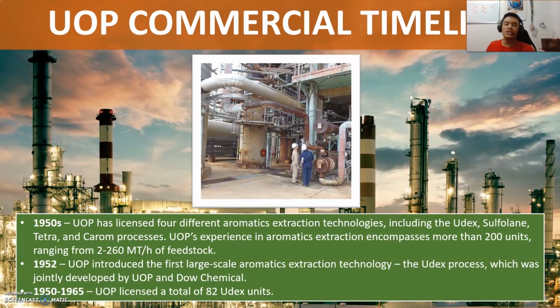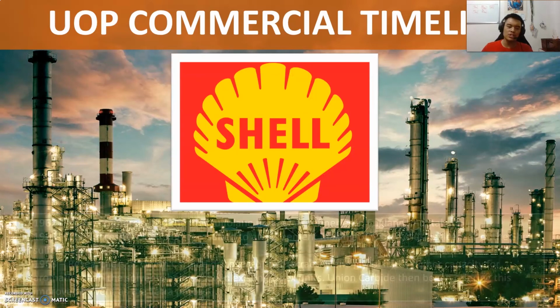In the 1950s, UOP licensed 4 different aromatic extraction technologies, including the UDEX, Tetra, Carom, and the main player, sulfolane process. UOP's experience in aromatics extraction encompasses more than 200 units ranging from 2 to 260 metric tons per hour of feedstock. In 1952, UOP introduced the first large-scale aromatics extraction technology, the UDEX process, which was jointly developed by UOP and Dow Chemical. From 1950 to 1965, UOP licensed a total of 82 UDEX units.